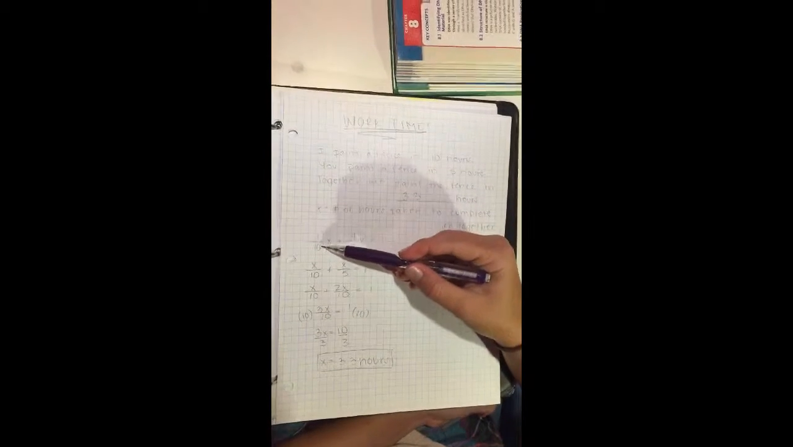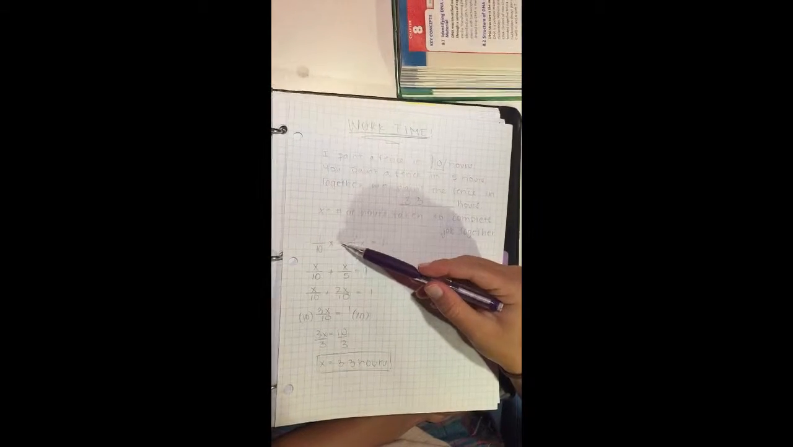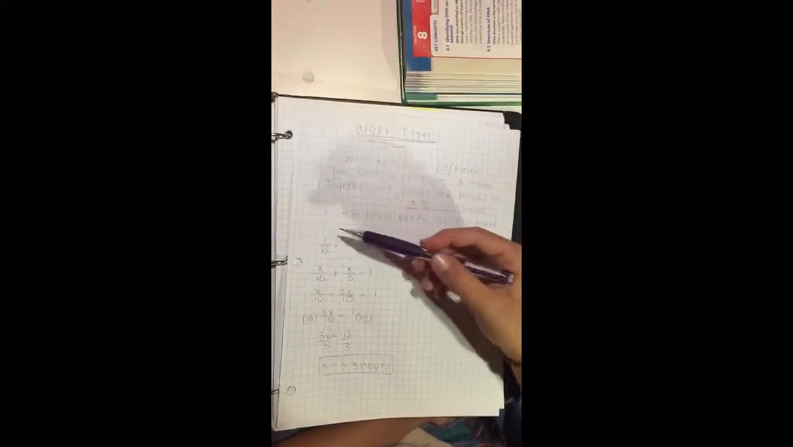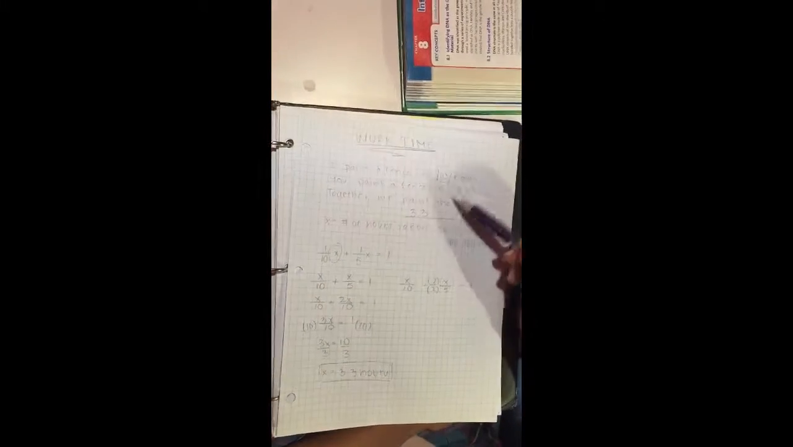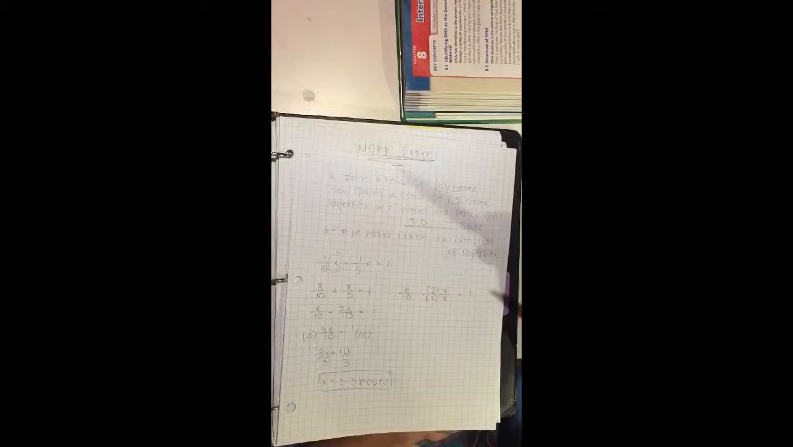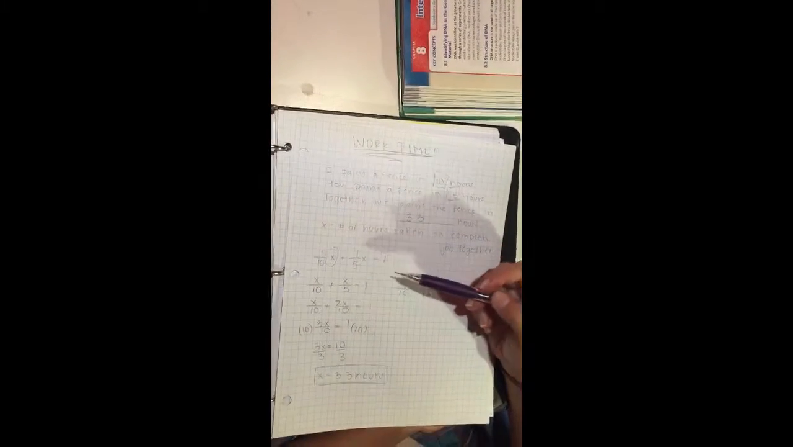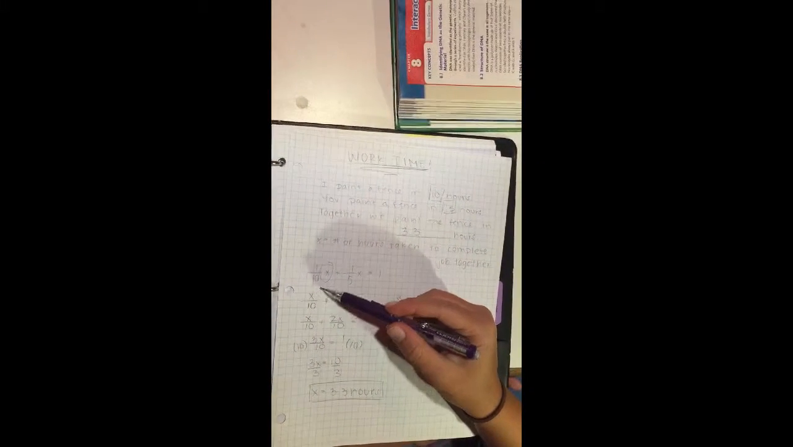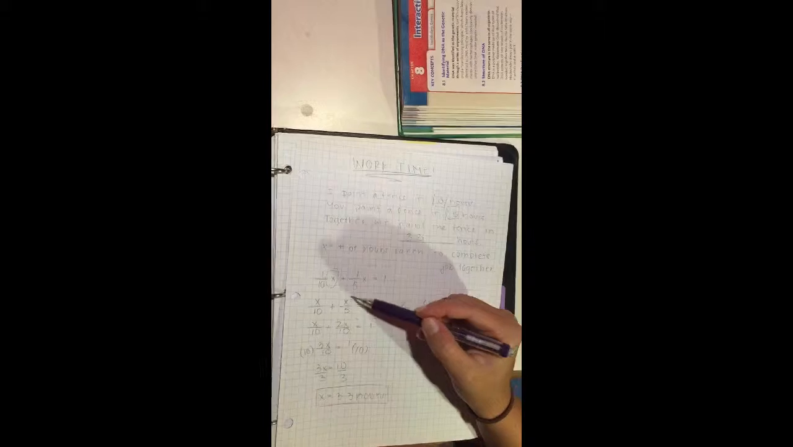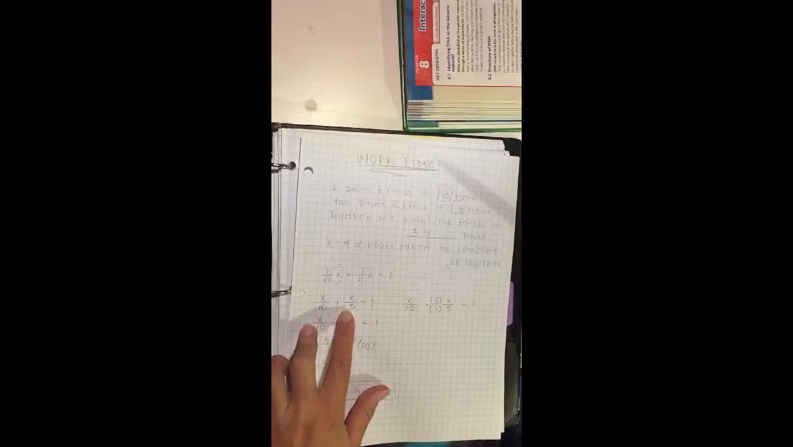1 over 10 for the 10 hours it took me to paint the fence, x for the time it takes us to paint the fence together, plus 1 over 5 for the 5 hours it took you to paint the fence, x for the time it takes for us to paint it together, equals 1. So we can simplify this easier, and we can just make that x over 10 plus x over 5 equals 1. And to add these two, we need a common denominator.